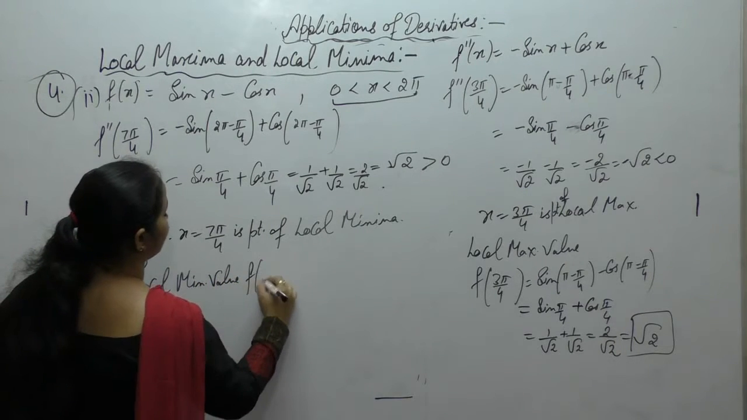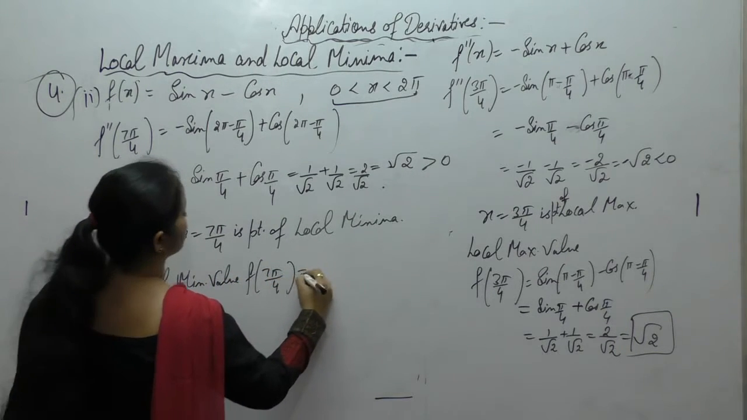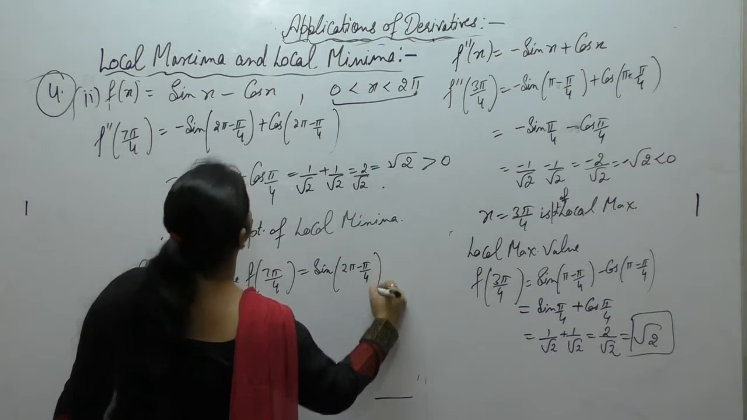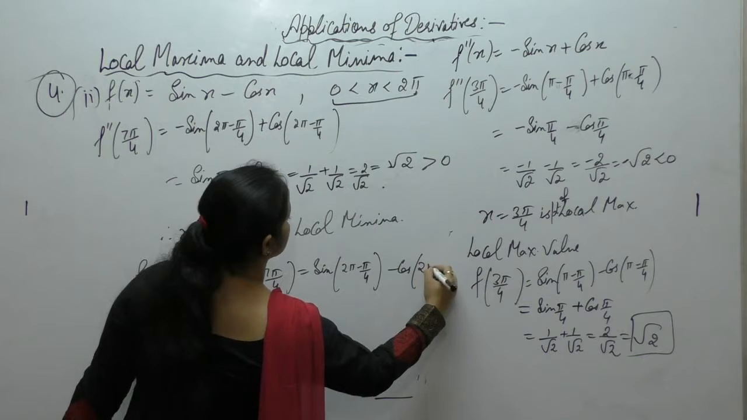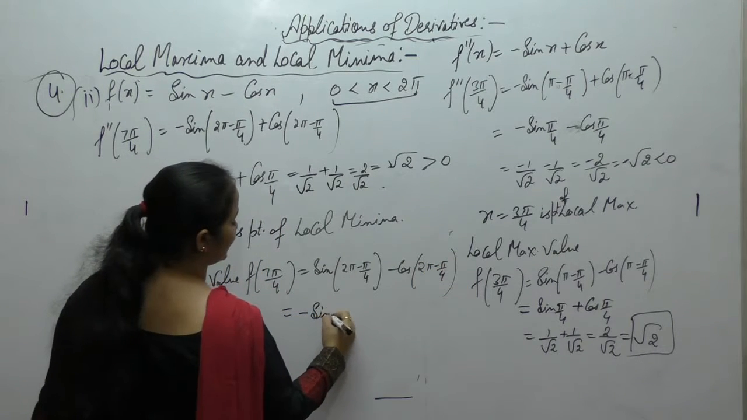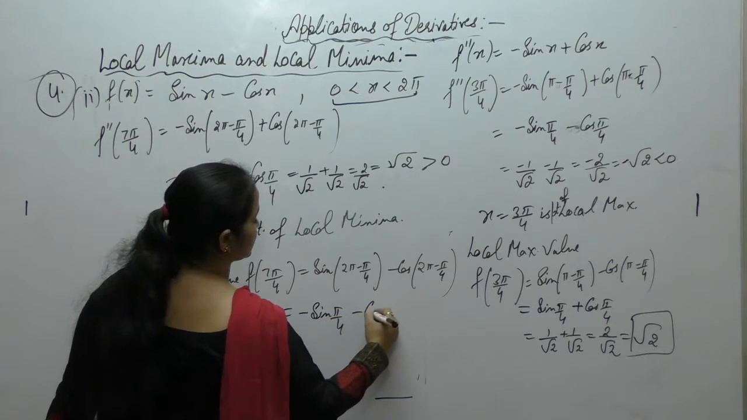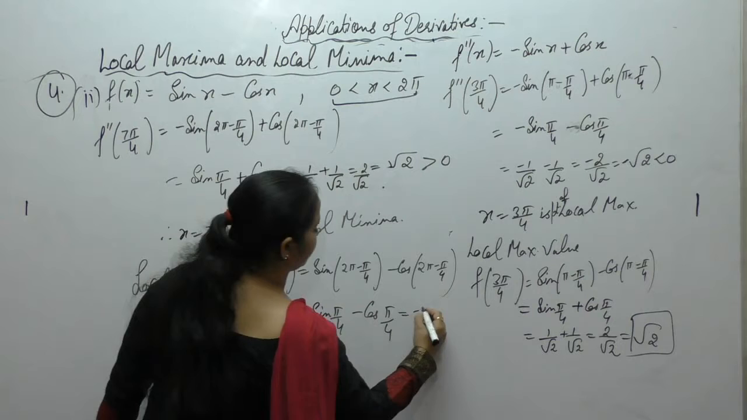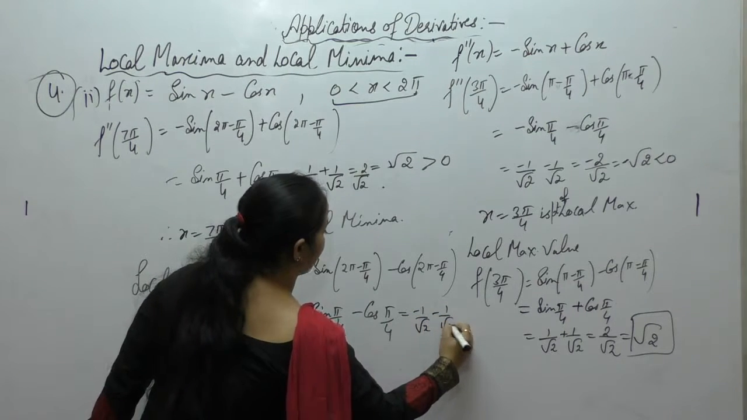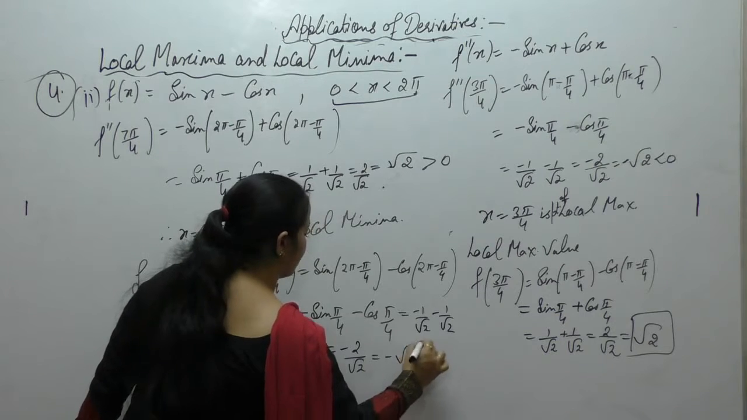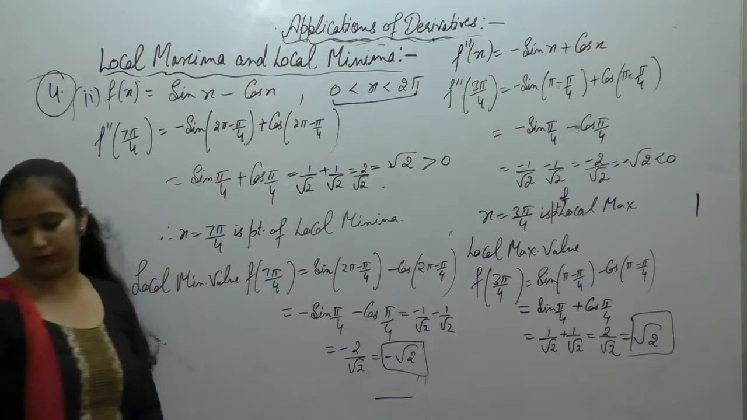So x equal to 7 pi by 4 is a point of local minima, and the local minimum value will be f of 7 pi by 4. Sine 7 pi by 4 we can write as 2 pi minus theta. Sine of 2 pi minus theta is minus sine theta. Cos of 2 pi minus theta is positive. So minus sine pi by 4 minus cos pi by 4, minus 2 upon root 2, that is minus root 2.